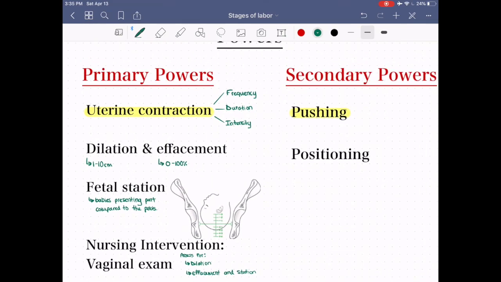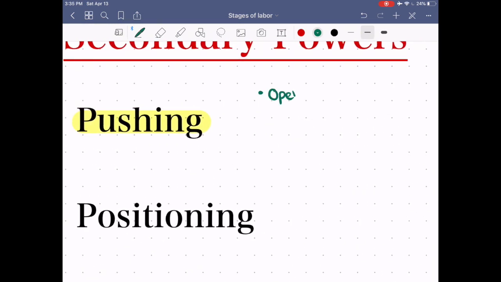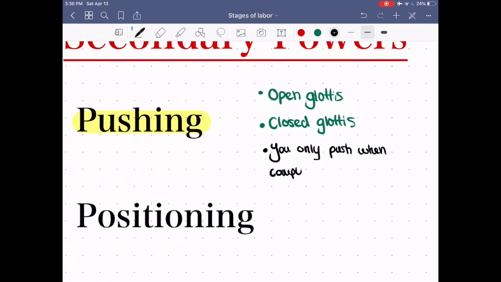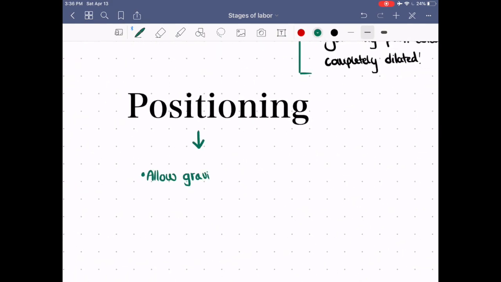So its secondary power is the pushing. The pushing can be categorized into open versus closed glottis. This means the mom is screaming or the mom is not screaming. Now we do find that closed glottis tends to be a little more effective because it does cause stronger pushes. Now we also want to position the mom in a way that eases labor as much as possible. So this is allowing gravity to help. And we want to change the position frequently to not tire the mom.